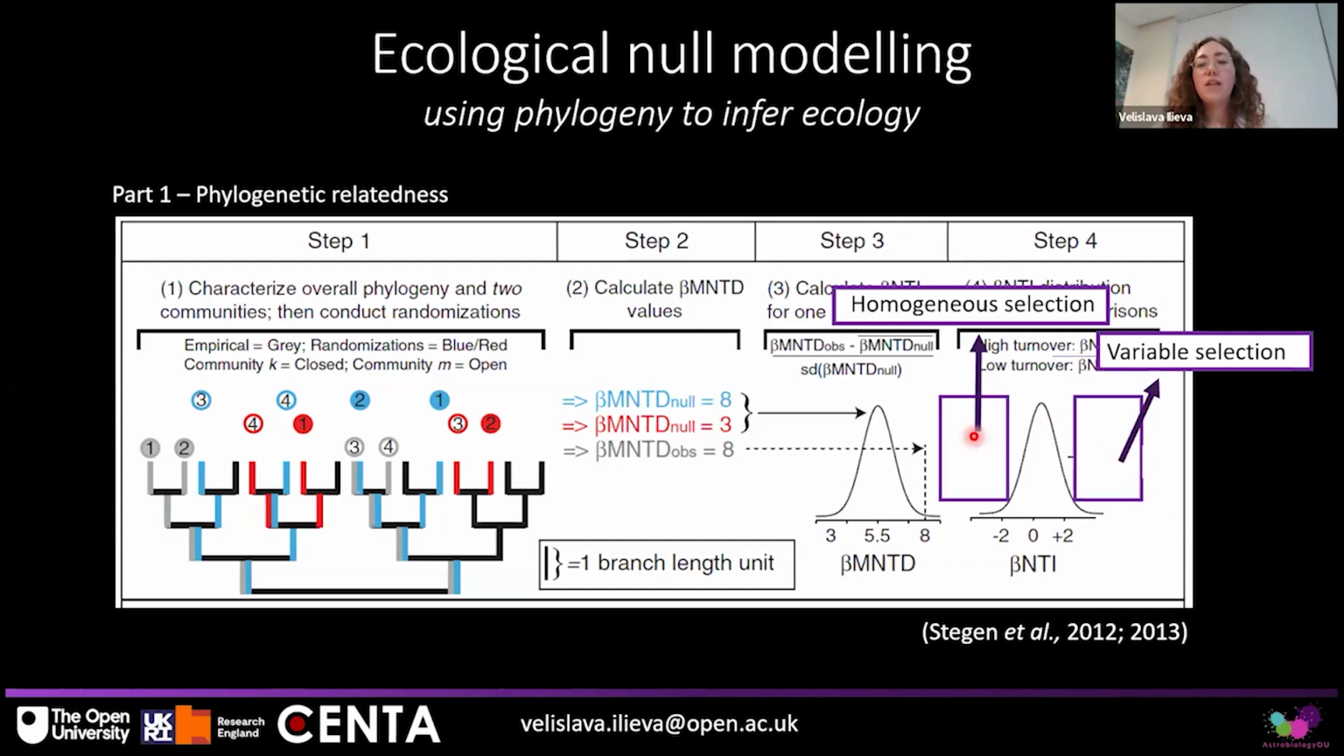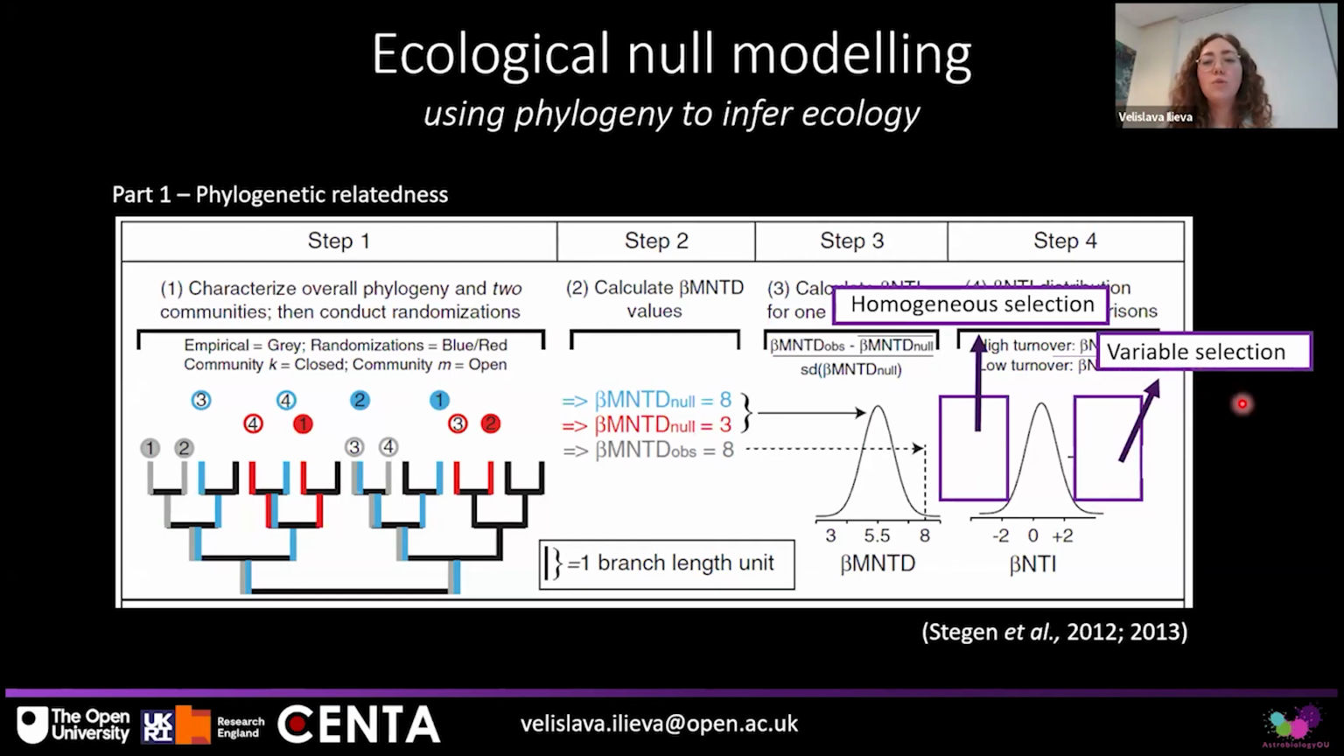So if these communities are more related than expected by chance, so less than -2 here on the plot, they're affected by homogeneous selection, which means that their niches are actively exerting selection on those microbes. If those communities are less related than expected by chance, so more than +2 for this index, they are affected by variable selection.